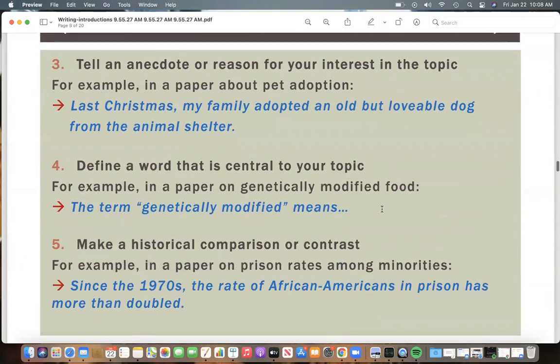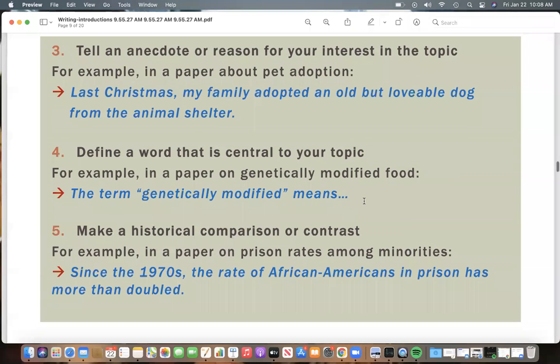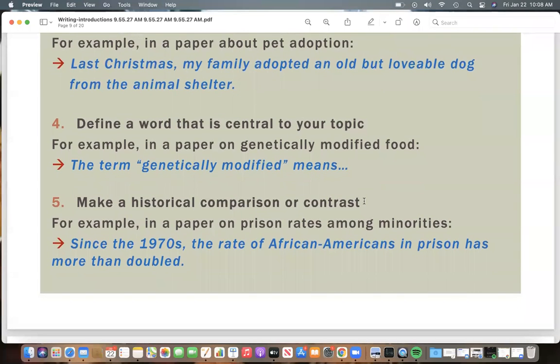You can tell an anecdote or a reason for your interest in the topic. This is a great opportunity to actually be able to use some first person pronouns in an academic essay, because a personal anecdote is a great way to engage your reader. So that's kind of the exception to that rule. Define a word that's central to your topic. This example is pretty good. The term genetically modified means, if you're writing about something that's maybe a little unclear or something that not everybody would know about, that would be a good tactic. Or you could make a historical comparison or contrast, which is what the death penalty introduction did, and it executed that really well. No pun intended.